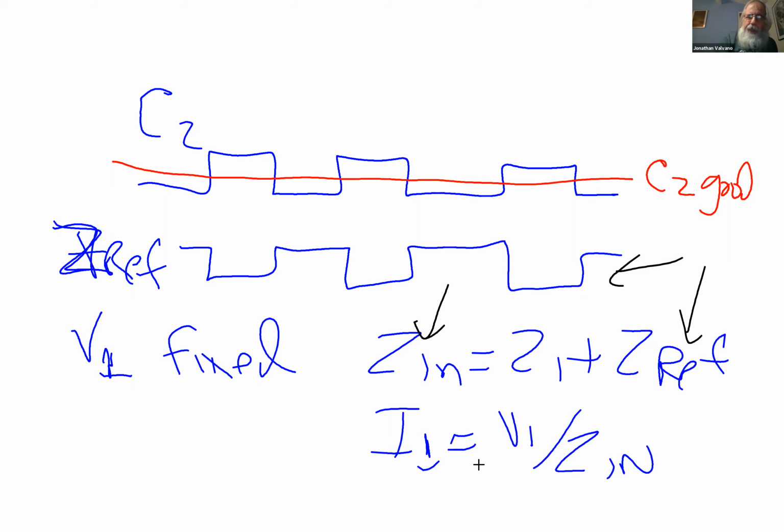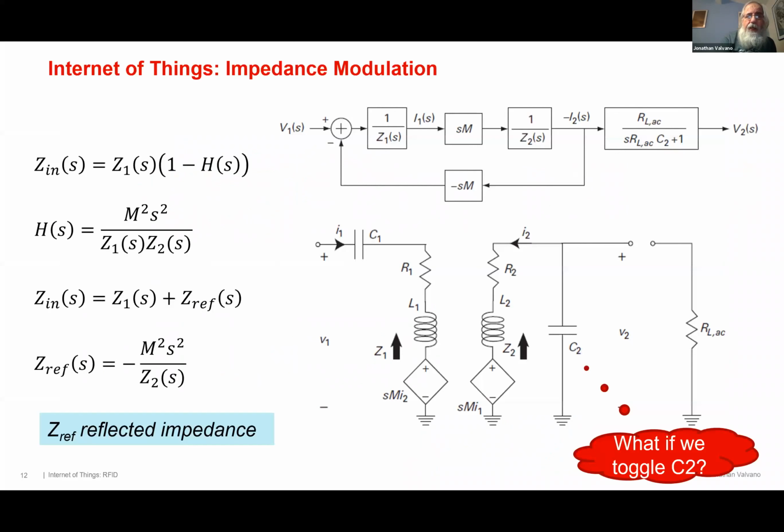And depending upon how I built the circuit, either I have a constant current source, in which case V1 toggles, or I have a constant voltage, in which case I1 toggles. So either I1 or V1 is going to toggle depending upon the output impedance of V1. So I'm basically sending data from right to left just by toggling that capacitor. It's called impedance modulation, by the way. It's got a name.